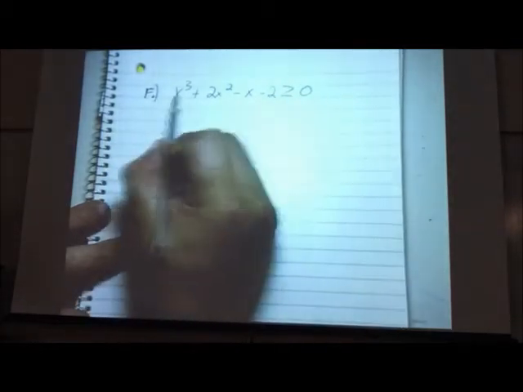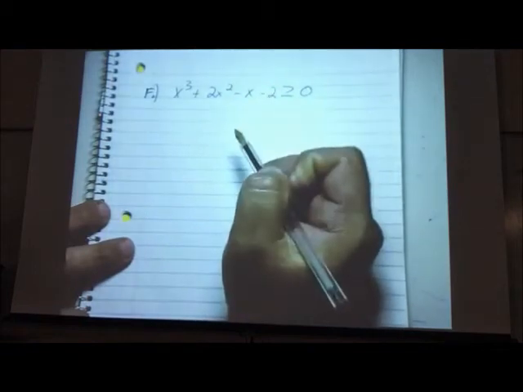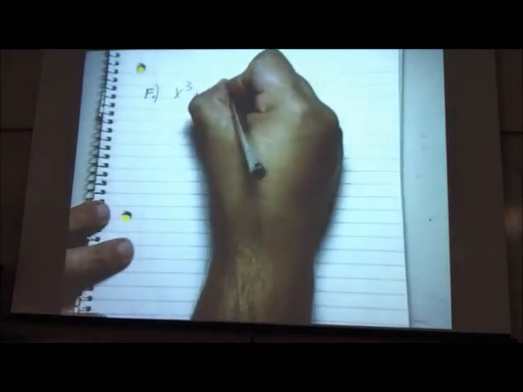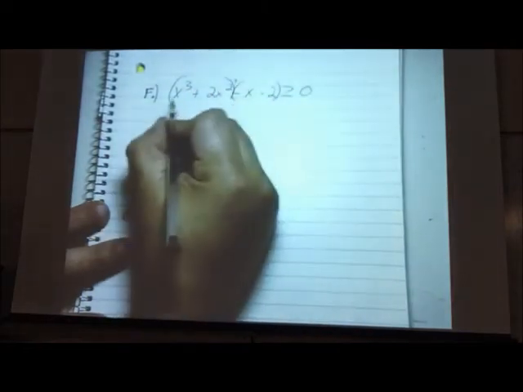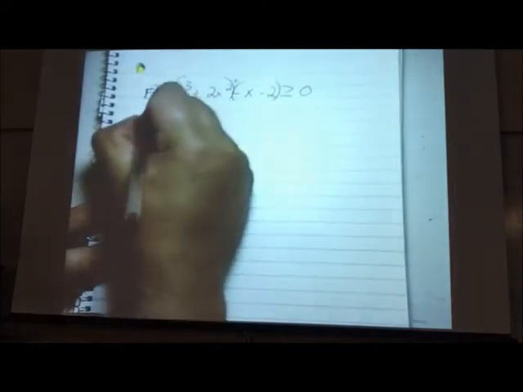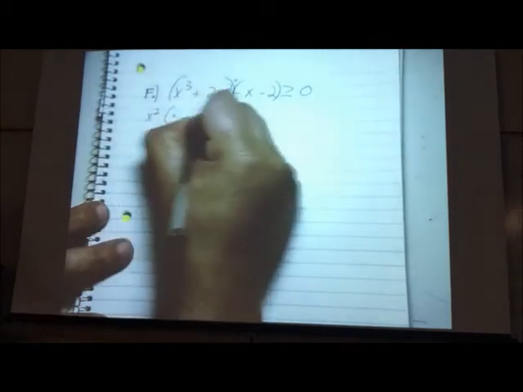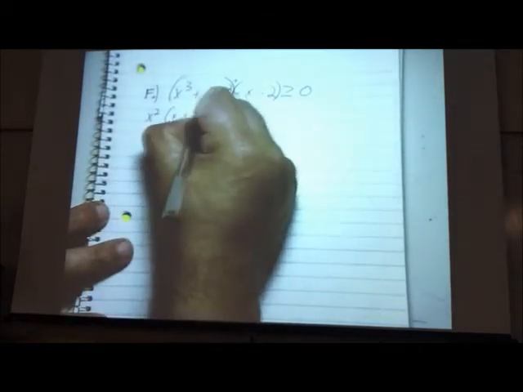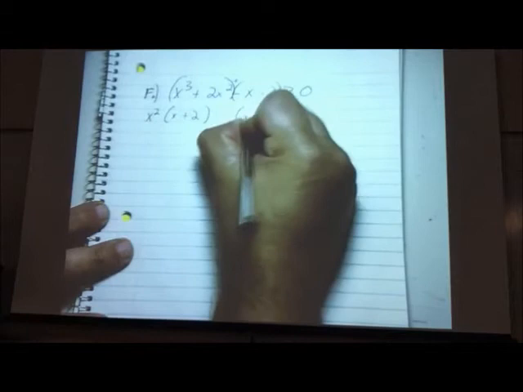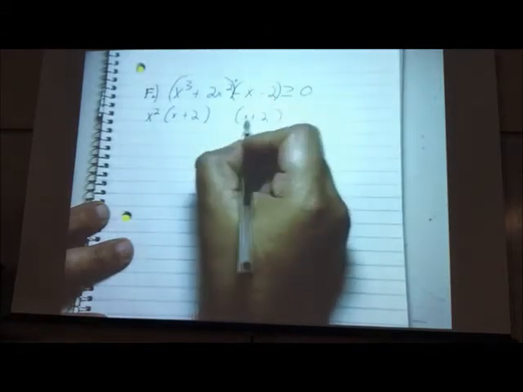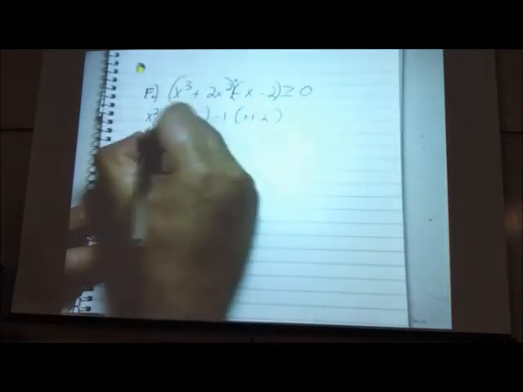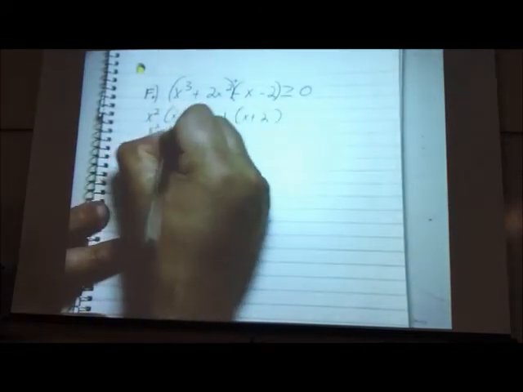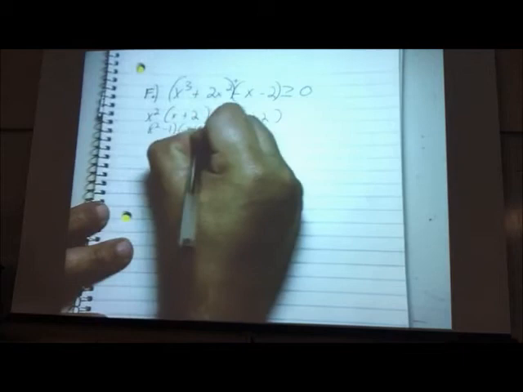So, we have 1, 2, 3, 4. What's the first thing I can do? Group. Oh wait, never mind. What can I factor out of the first? X squared. And that leaves me with x plus 2. I know I'm going to need an x plus 2. What can I factor out to give me an x plus 2? A negative 1. Put them together, that gives me x squared minus 1, x plus 2.